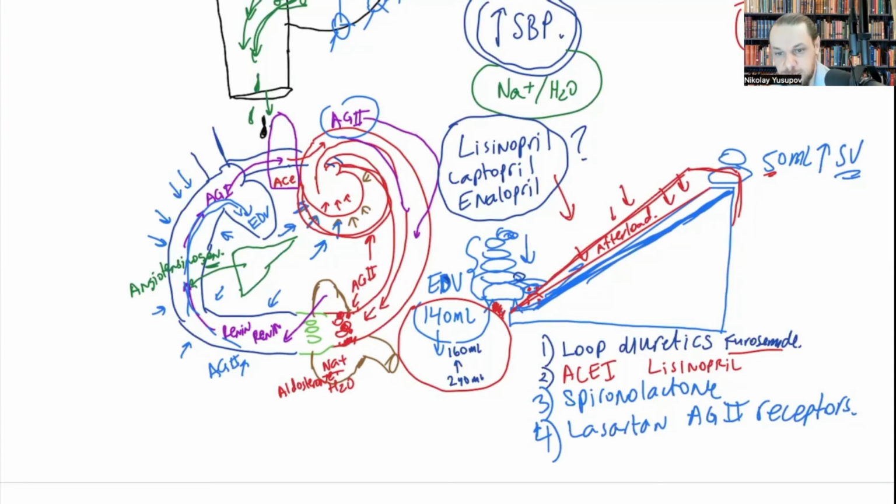Any questions about any of these medicines we talked about and where they exert their effects? No questions?